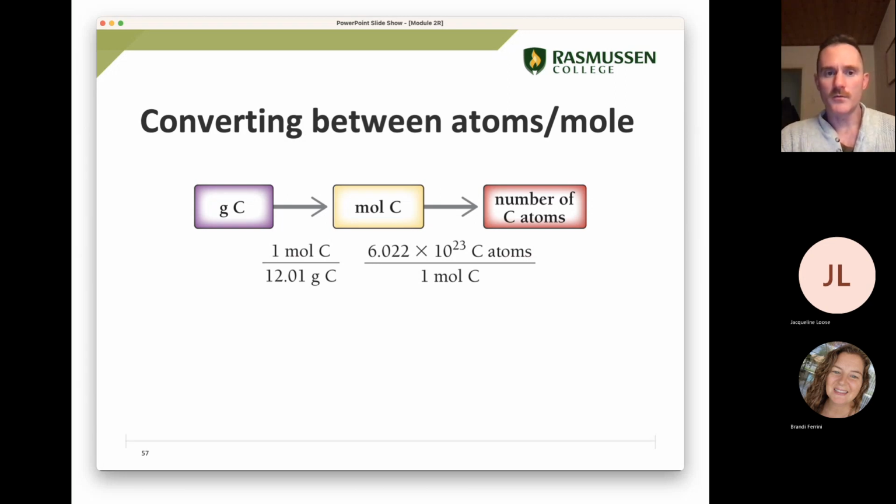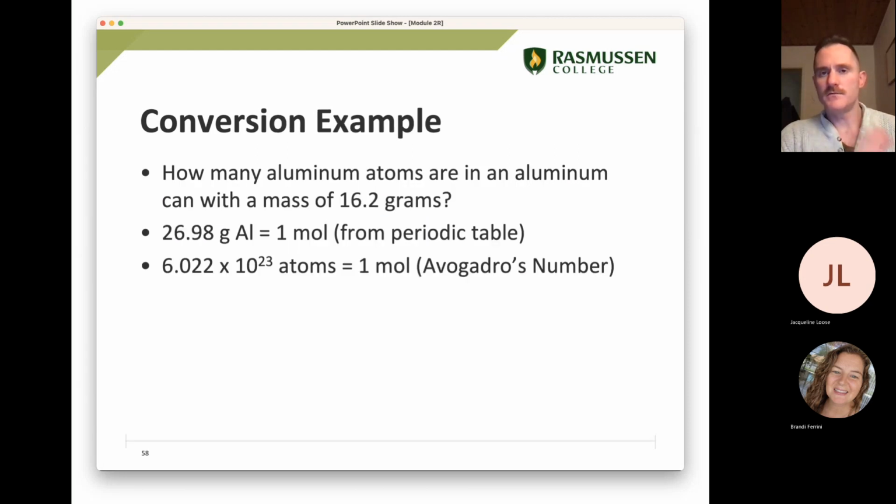So we can go from grams to moles using the conversion factor that we get from the periodic table, but then you've got to go 1 step further and use the conversion factor with Avogadro's number to get to the number of carbon atoms. So let's forget about that example and go to a different one and start over new. How many aluminum atoms are in an aluminum can with a mass of 16.2 grams?